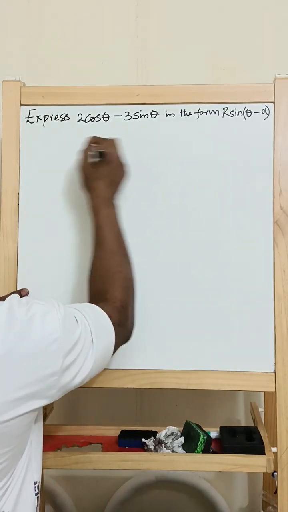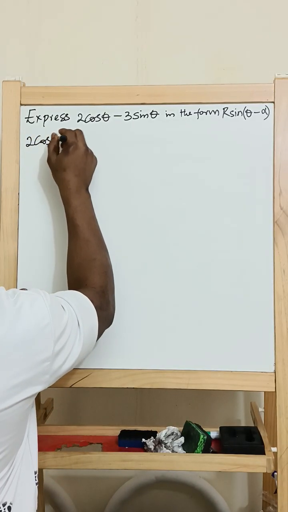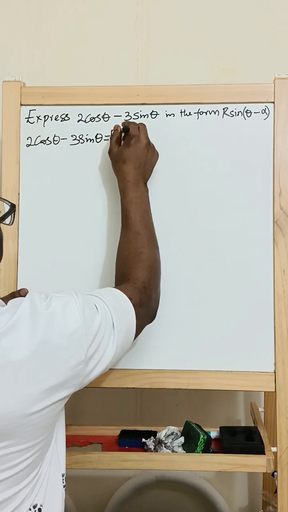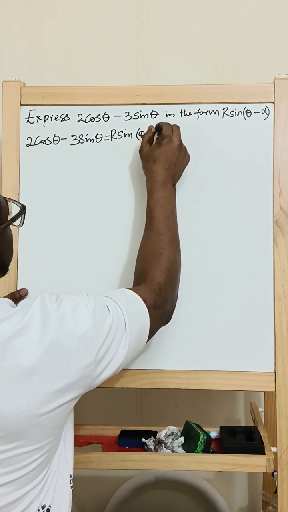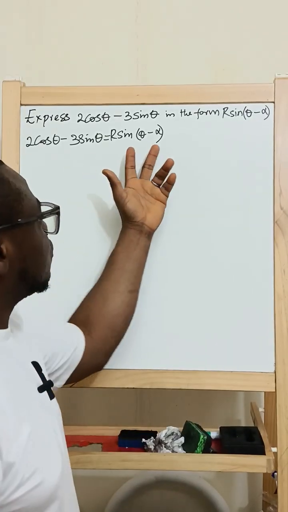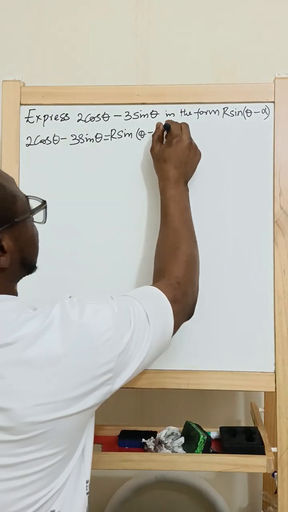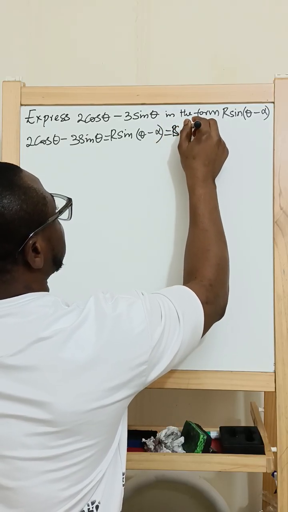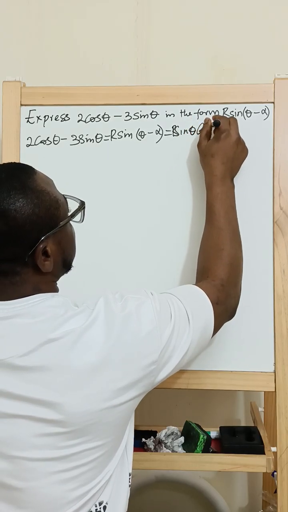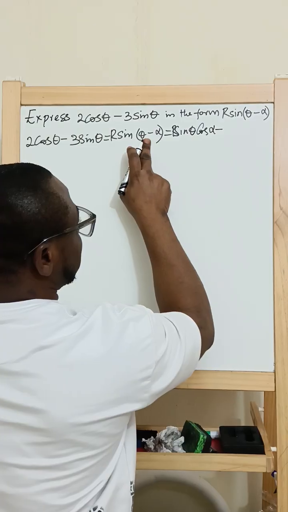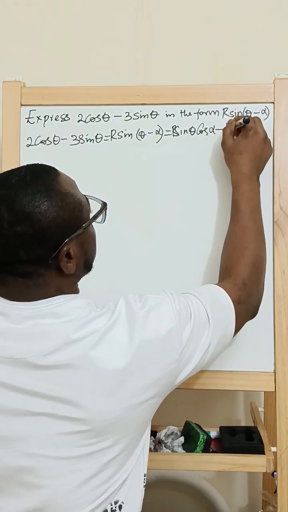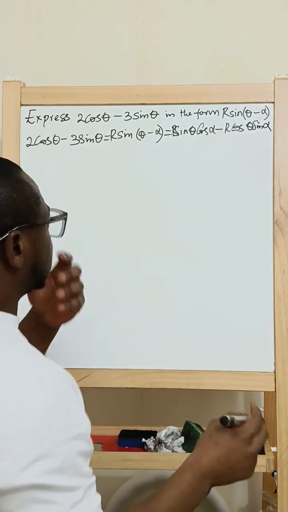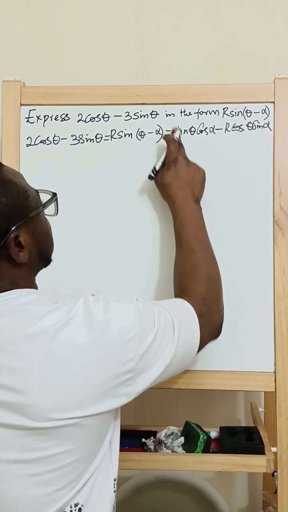So we will write 2 cos theta minus 3 sin theta is equal to r sin(theta minus alpha). This can be expanded using the compound formula as r sin theta cos alpha minus, because this one is minus, r cos theta sin alpha. So r is here.